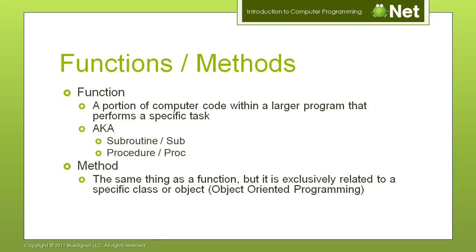A method is basically a function, but a function that's contained within an object. So methods are found in object-oriented programming. We haven't really gotten too much into object-oriented programming, but an object can contain a variable and a function and other things. The function that's contained within that particular object is referred to as a method.